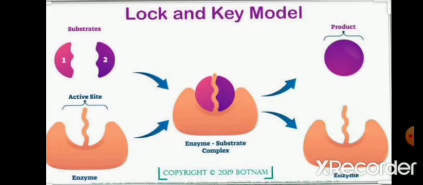Look at the diagram. Here we have shown substrates and these are the active sites of the enzymes. The substrates have the same specific shape as the active sites of enzymes have. Enzyme substrate complex will be formed because the enzymes and the substrates have specific shapes that fit exactly into each other. When the reaction proceeds, enzymes will remain the same and products are produced.